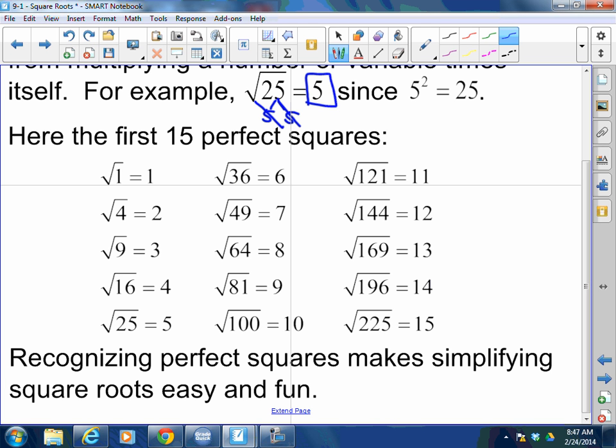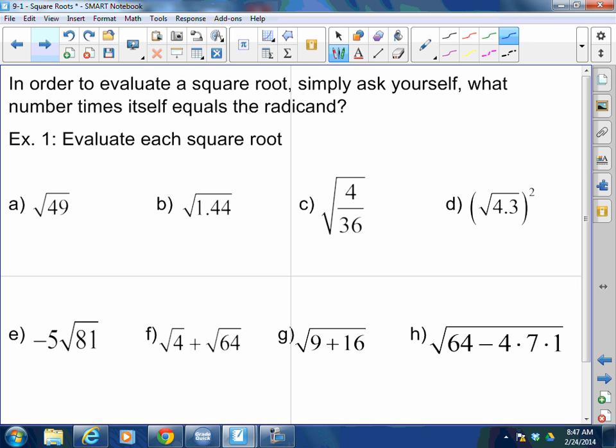Recognizing perfect squares makes simplifying square roots actually easy and fun. It's kind of like a puzzle. Okay? So you got to memorize these first 15 perfect squares. Strong suggestion. Now, let's get to this.